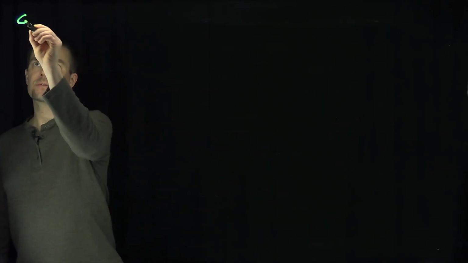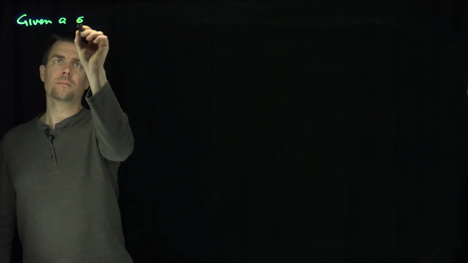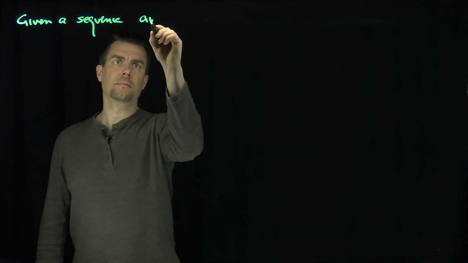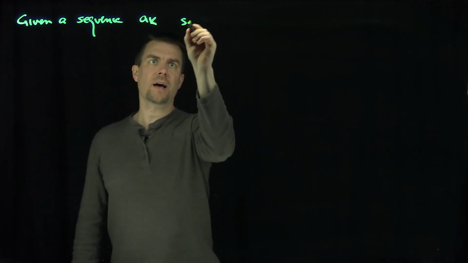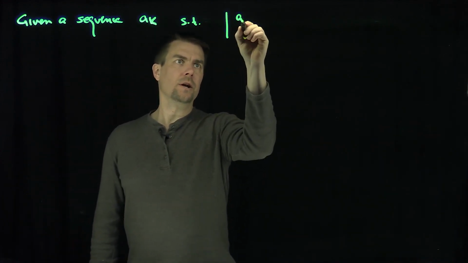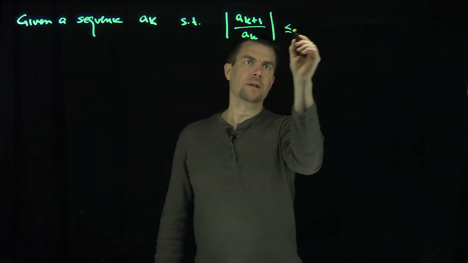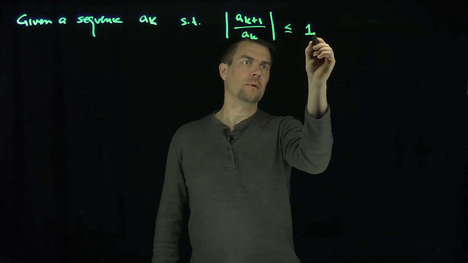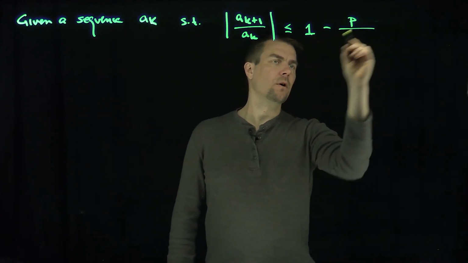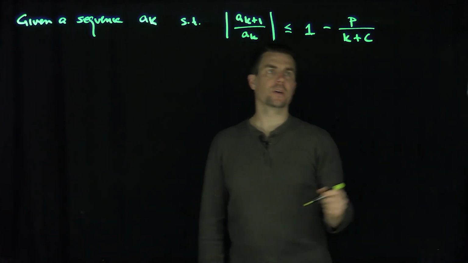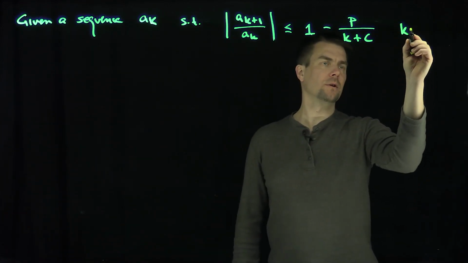Hello students, in this video we'll prove Raabe's test for convergence of an infinite series. Let's be given a sequence a_k such that the ratio a_{k+1} over a_k is less than or equal to 1 minus p over k plus a constant C. So suppose we can do this for all k, for k large.